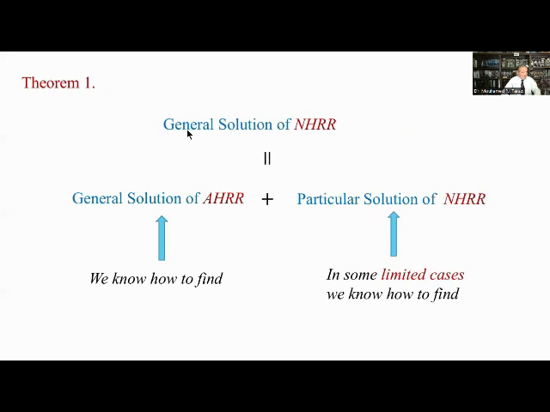So again, the general solution is the sum of two parts: the general solution of the associate homogeneous recurrence relation plus a particular solution of the non-homogeneous recurrence relation. This one we know how to do. This one we know in some cases. We're going to see some examples. And what we mean by general solution is all solutions. Sometimes you hear the term all solutions. That means the general solution.